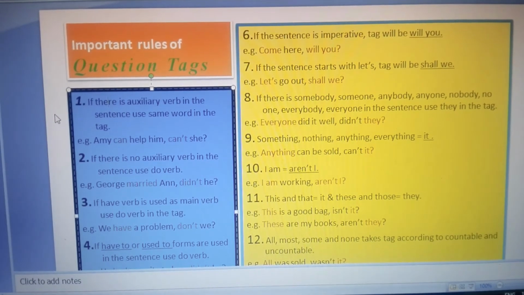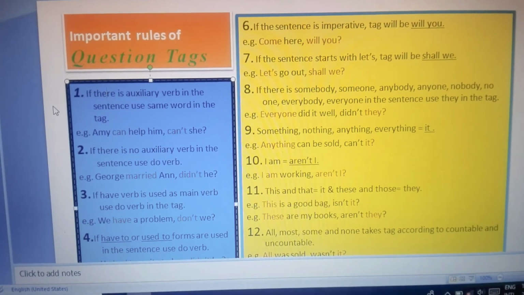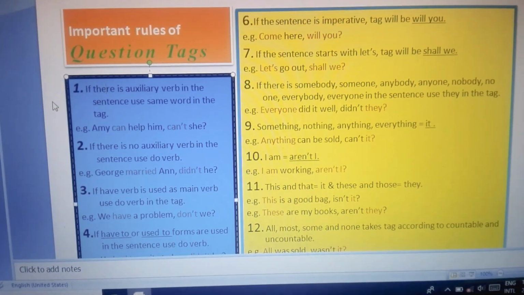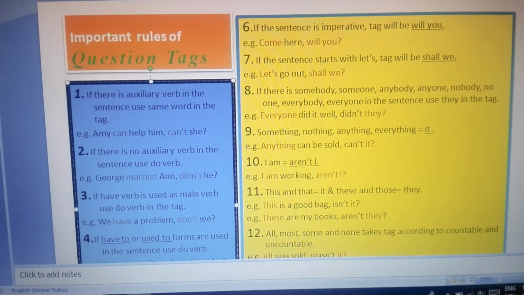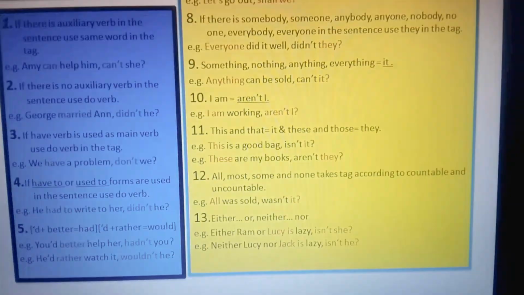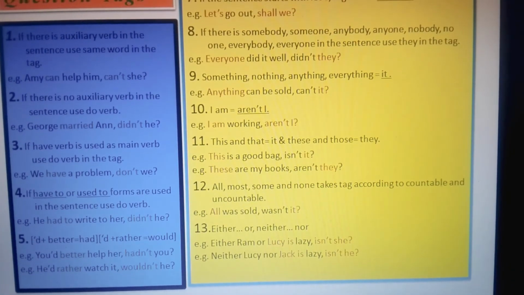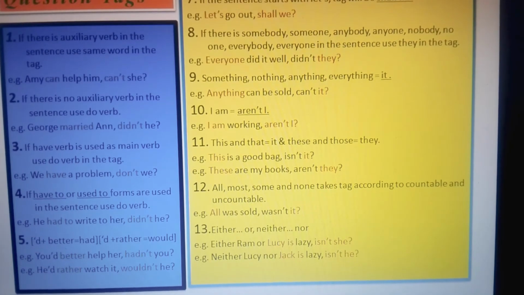Next one. I am is equal to aren't I. I am is equal to aren't I. You can see there. I am working, aren't I?